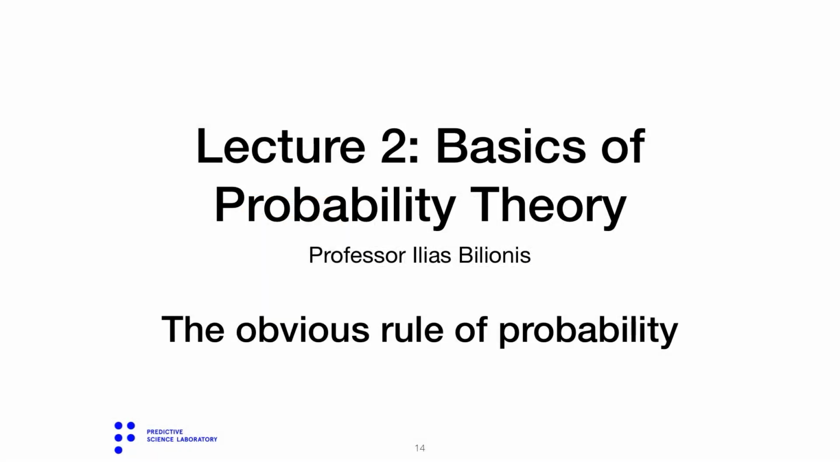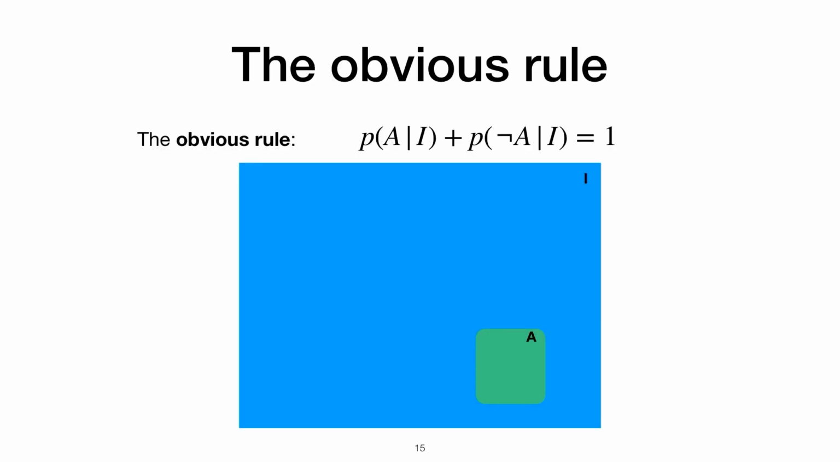Now we're going to start introducing the basic rules of probability, starting with the simplest such rule, which I'm going to call the obvious rule of probability. The obvious rule of probability basically says that either A or not A must be true. We write the probability of A plus the probability of not A is 1. I have chosen to call this rule the obvious rule because it seems obvious.